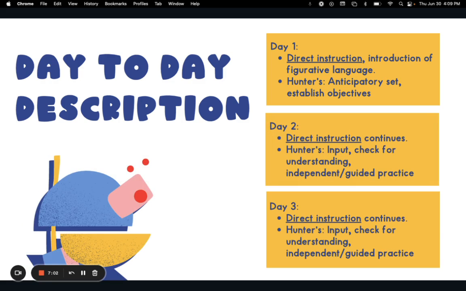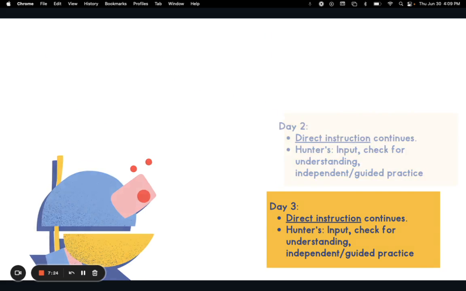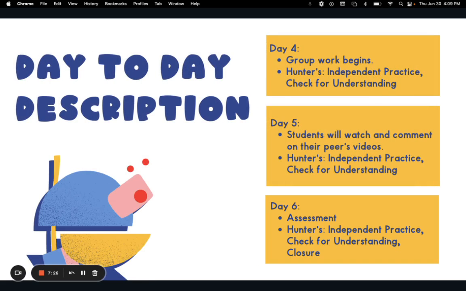So for the day-to-day description, day 1 is just direct instruction, introduction of figurative language. Day 2, continued direct instruction and input checking for understanding with a little bit of independent and guided practice. Day 3, direct instruction continues. And I will, on the next slide, get more into the examples of the direct instruction. Followed by group work, creating the Flipgrids and commenting on them, and a final assessment.